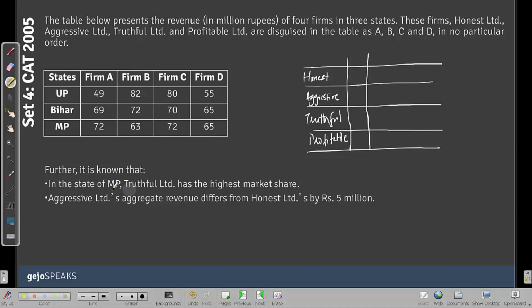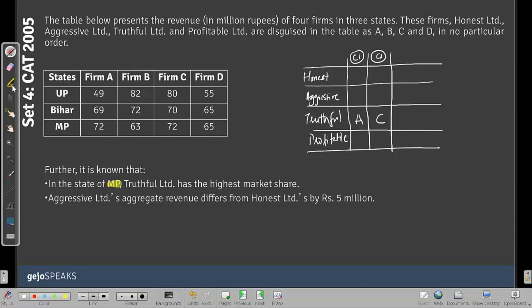Okay, let's start with the first statement. In the state of MP, which is here, truthful limited. So now we are interested in what is happening with truthful limited. So this particular box is what I can fill. Has the highest market share. Who has the highest market share? 72 is the highest. So it can be A or C, which means truthful can either be A or C. Okay, don't worry. All we have to do is think of a couple of cases here. So we have case number 1, we have case 2. In case number 1, truthful is A, or truthful can be C.